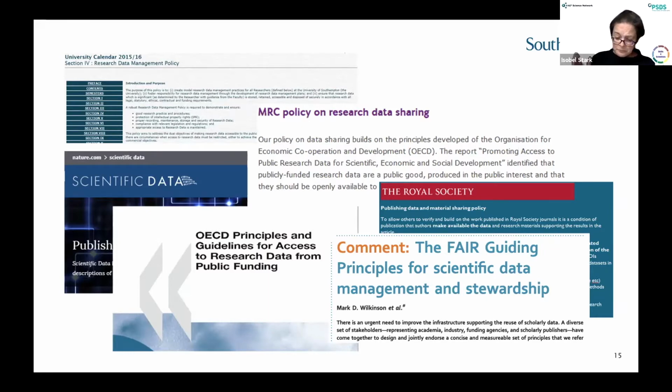And in the early part of the year as well, there was a paper published in Scientific Data, which actually said, it's all very well and good having this data out there, but we need standards for it. And they suggested the FAIR principles for sharing scientific data.